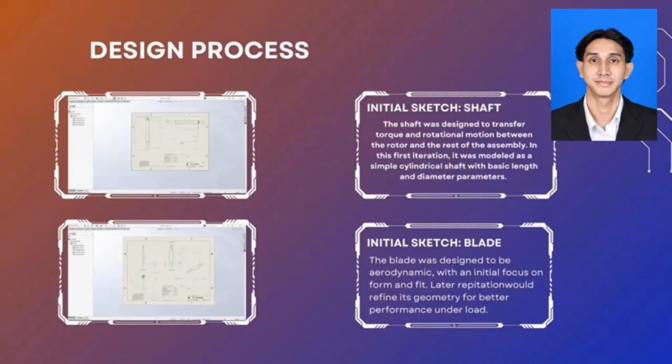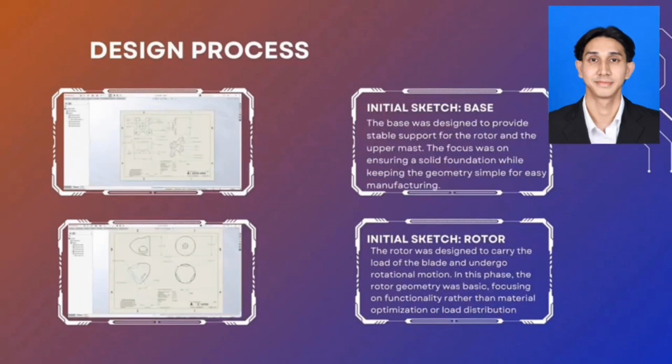Next, initial sketch, shaft. The shaft was designed to transfer torque and rotational motion between the rotor and the rest of the assembly. In this first iteration, it was modeled as a simple cylindrical shaft with basic length and diameter parameters. Initial sketch, blade. The blade was designed to be aerodynamic with an initial focus on form and fit. Later, repeated work refined its geometry for better performance under load.